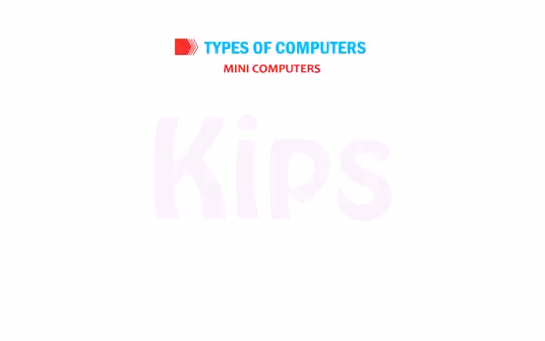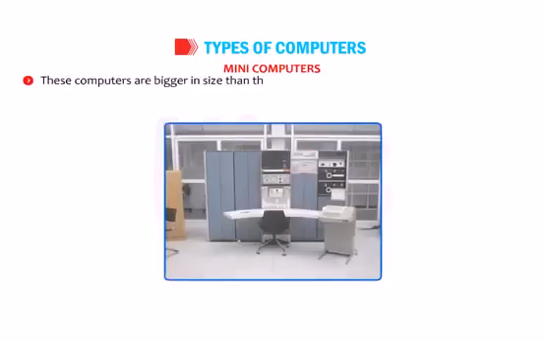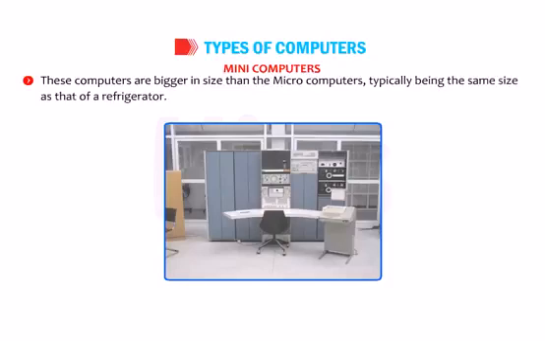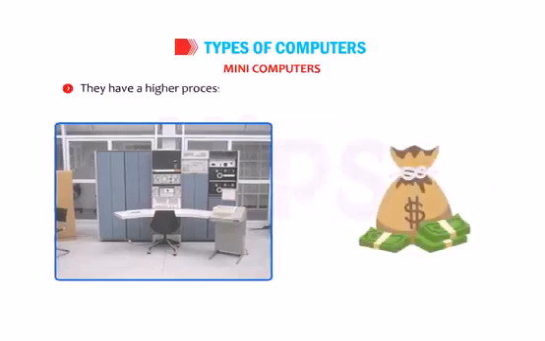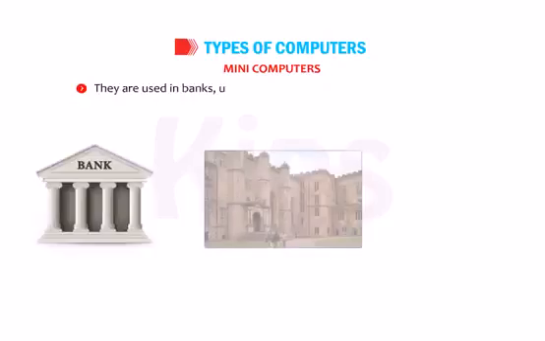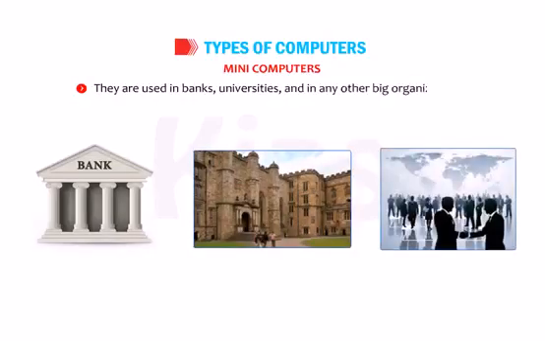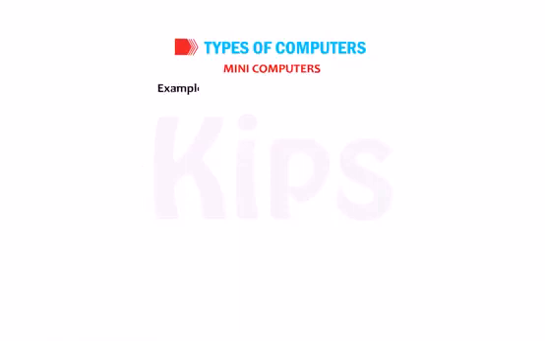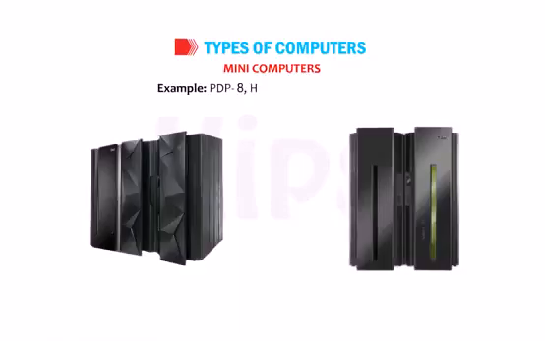Mini computers. These computers are bigger in size than the microcomputers, typically being the same size as that of a refrigerator. They have a higher processing speed and are costlier than microcomputers. These computers are capable of supporting about 4 to 200 users simultaneously. They are used in banks, universities, and in other big organizations. For example, PDP-8, HP 2100, Microvax 3100.